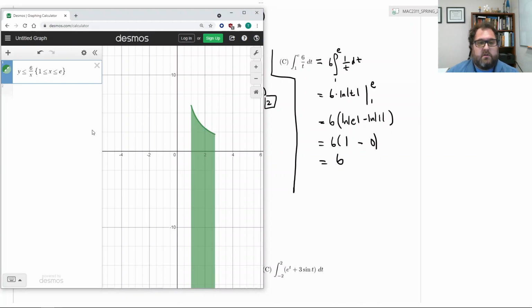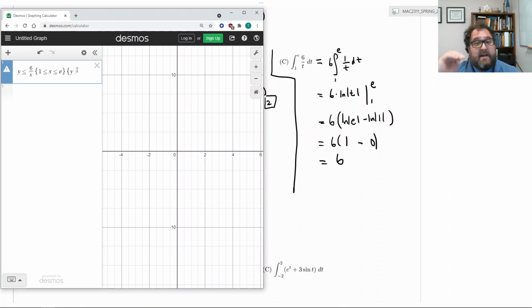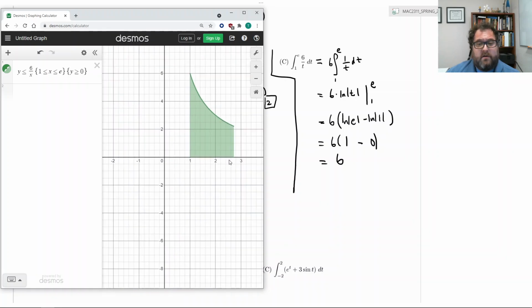Y is less than or equal to the curve, and then we need to make sure it's above the x-axis, because that's always a given with the definite integral. It's between the x-axis and the curve, so y is greater than 0, technically greater than or equal to. So we're talking about a region with no special shape, that starts at 1 and stops at e, 2.71. It's a transcendental number, an irrational number, and it has this weird shape. The area is 6. To me, that's crazy. I hope you appreciate that.